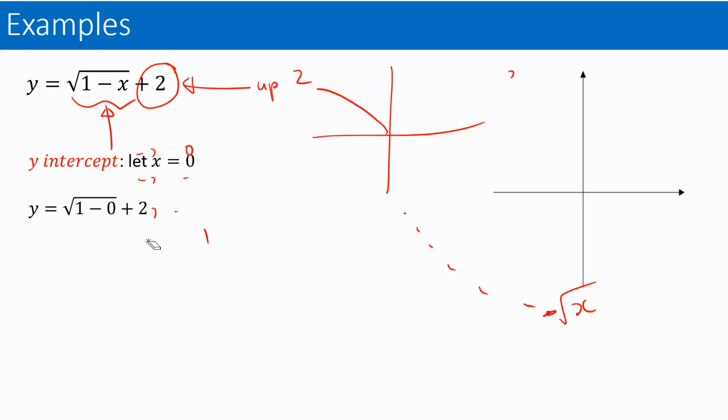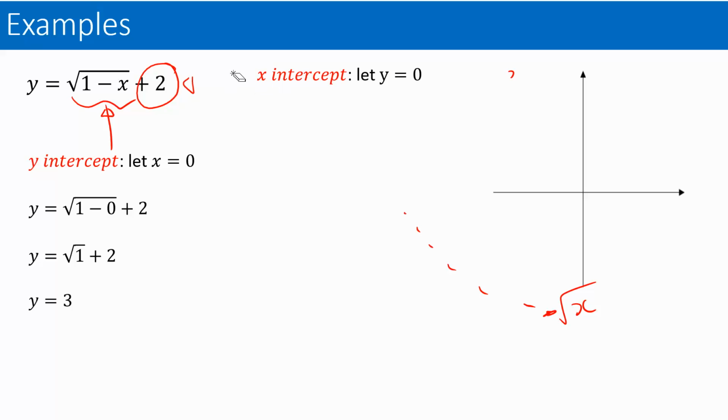Now we're going to solve for the y-intercepts. How do you solve for the y-intercepts? Let x equal 0. Sub 0 in. 1 minus 0, root of 1 plus 2, which is 3. Y-intercept is 3. To find the x-intercepts, let y equal to 0. What are you going to do from here? Minus 2. Always get rid of the extra term. So that's a plus 2, minus 2 on both sides. Now, if I minus 2 on both sides, I need to get rid of the square root. What's the opposite of square rooting?